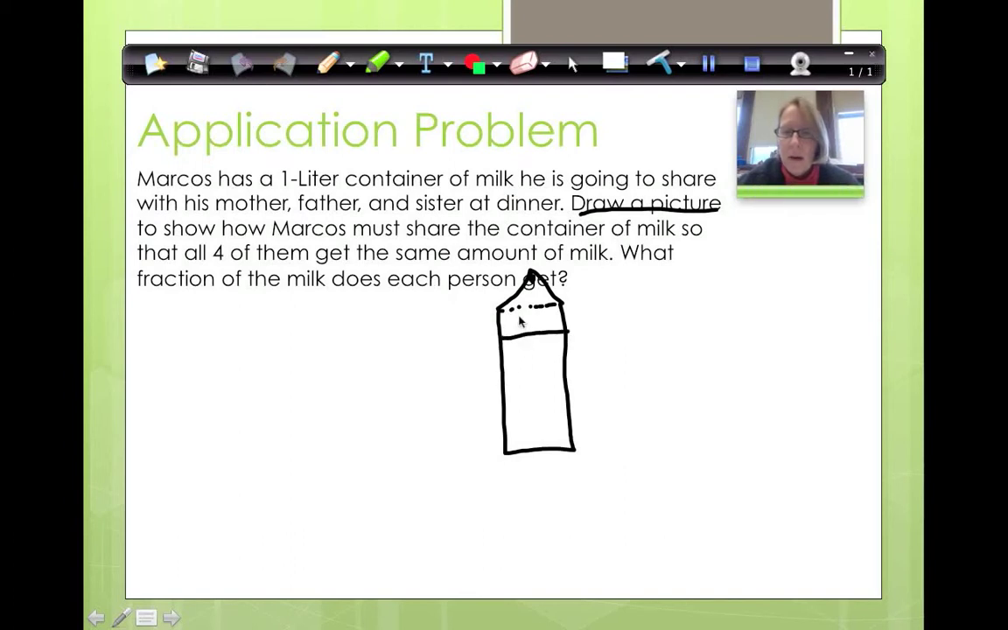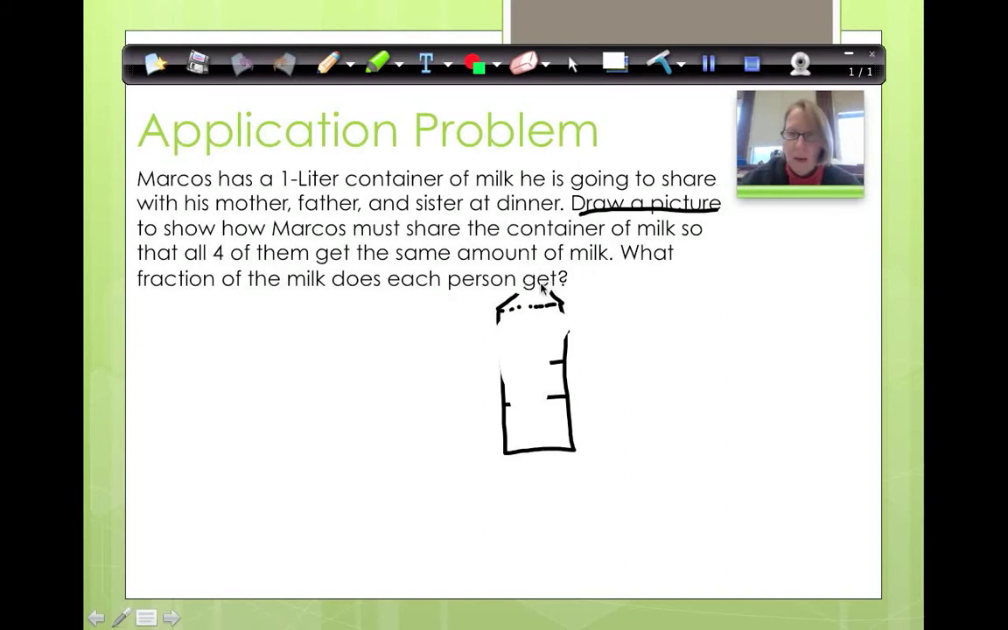So that could be his mother. This one can be his father. This one can be his sister. And this one can be Marcos. Whoa. When I look at that, look how much Marcos gets. Do you think that his sister is going to be okay with him getting more than her? I don't think so. I think we better make sure that we're equal, or at least pretty close, don't you think? Because everybody wants the same amount.